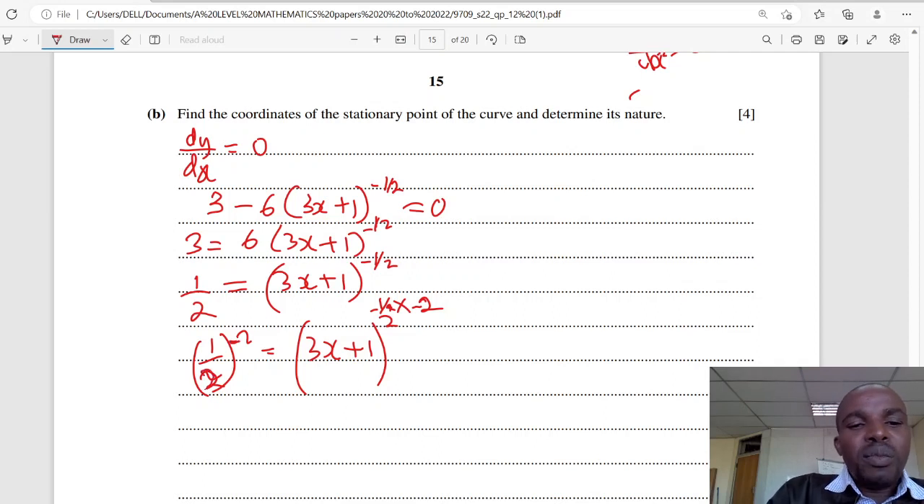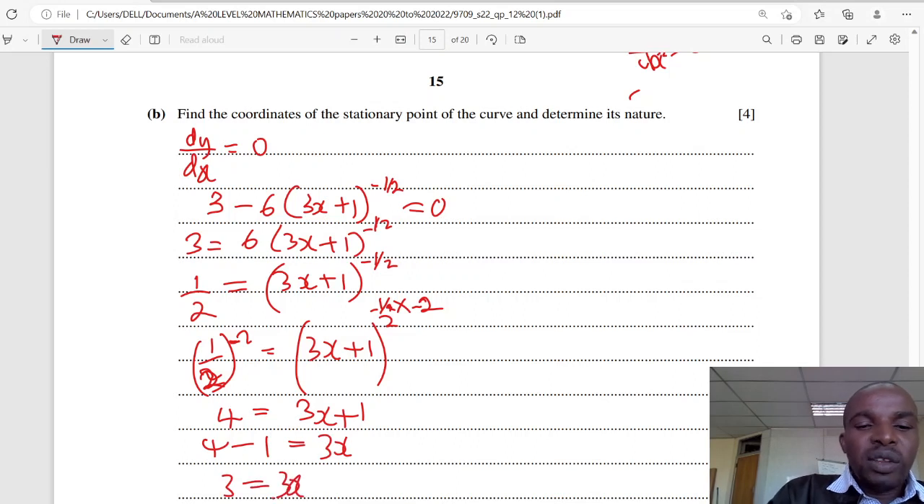So half to the power minus 2 is what? Half to the power minus 2, you get 4. Then this part you get 3x plus 1. You take 1 to the other side, 4 minus 1 is 3, so 3 equals 3x. Then divide by 3. You get x equals 1. So x equals 1.